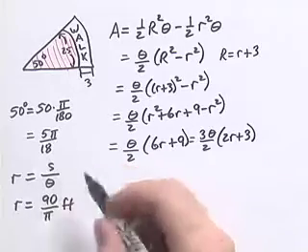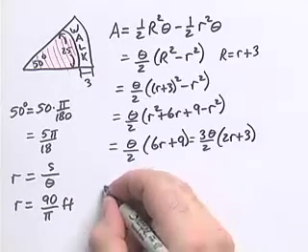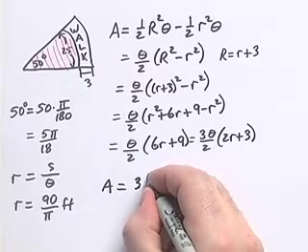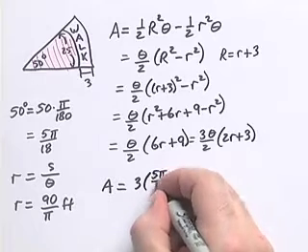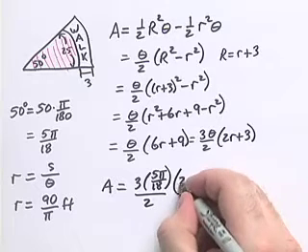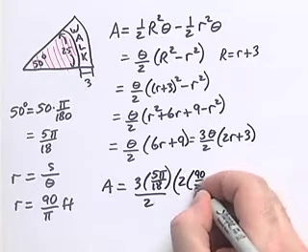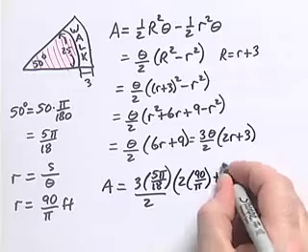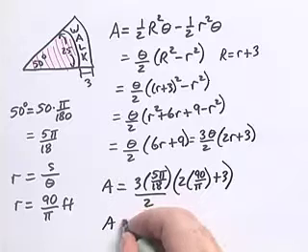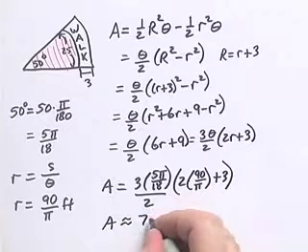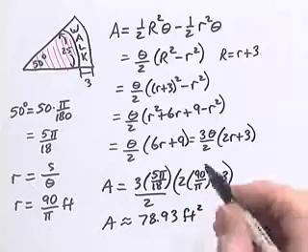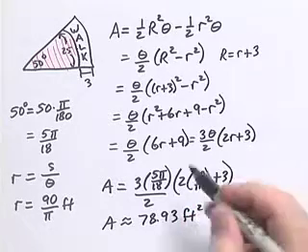Therefore, we can plug in our value for theta and our value for little r into our equation. We'll get that A is equal to 3 times 5 pi over 18, divided by 2, times 2 times 90 over pi plus 3. And if we work that out, we'll see that the area is approximately 78.93 square feet. So Logan will need about 79 square feet of blocks to make the walk.